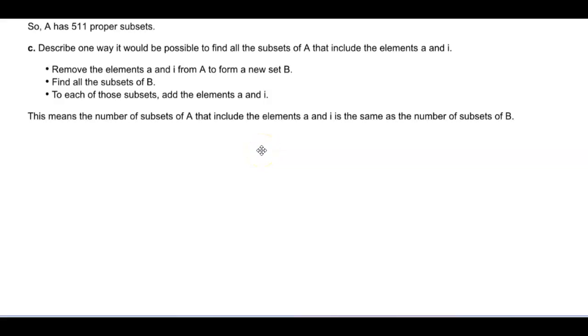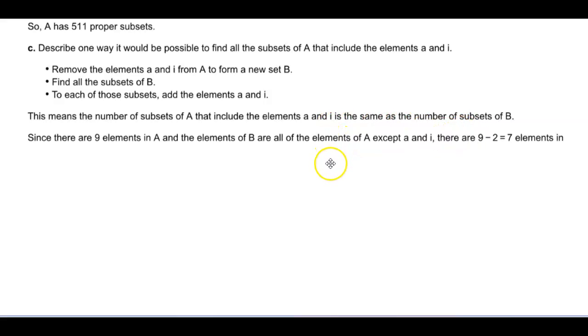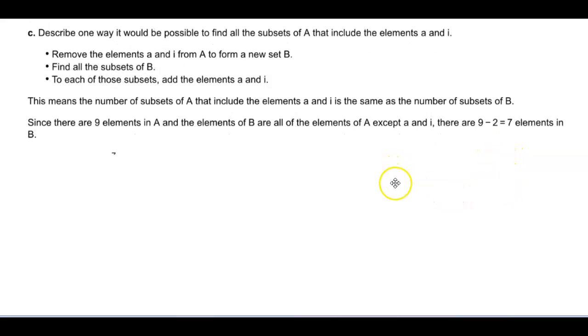So this means that the number of subsets of A that include the elements a and i is the same as the number of subsets of B. Since there are 9 elements in A, and the elements of B are all the elements of A except a and i, there are 9 minus 2, which is equal to 7 elements in B. Therefore, B has 2 to the 7 subsets.